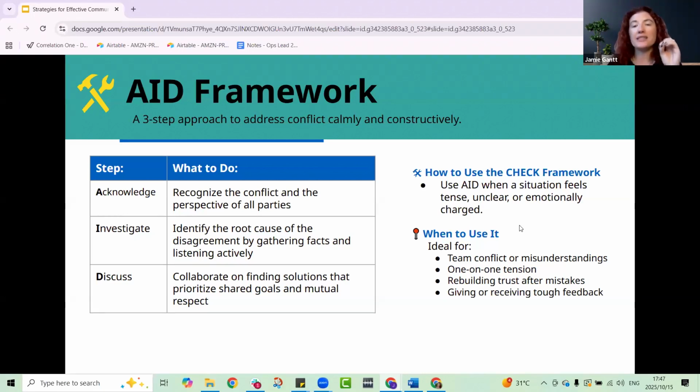This is what is going to help almost immediately start to bring the tension down: show empathy and recognize the perspective of everyone involved. So if you've got two people going back and forth, no, you said this, you said you were going to do this, you didn't do this, you were wrong, I was right, et cetera, et cetera.